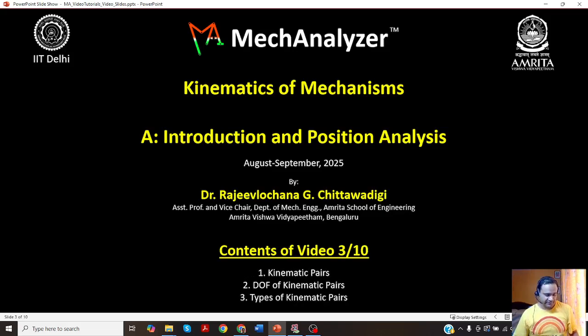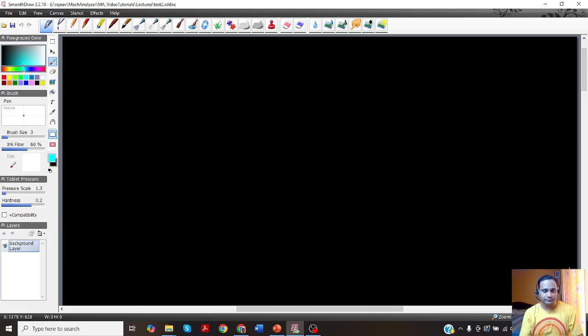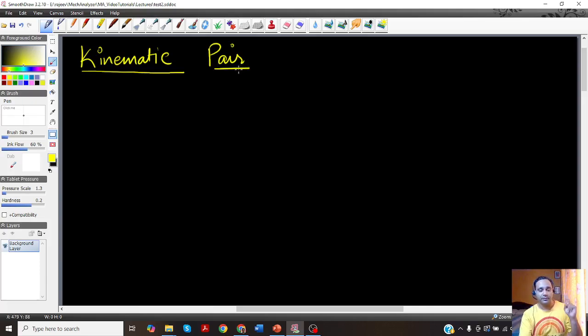Okay, so let us get back to the digitizer. So I'm going to come up with this word again, kinematic. Kinematic means motion, study of motion, kinematics. Pair means two. So that means we can understand what is the relative motion between two bodies. That is what is a kinematic pair. Relative motion between two bodies.